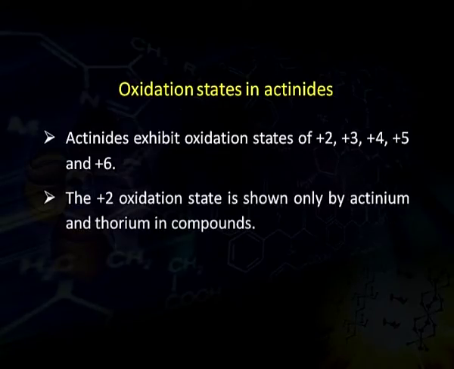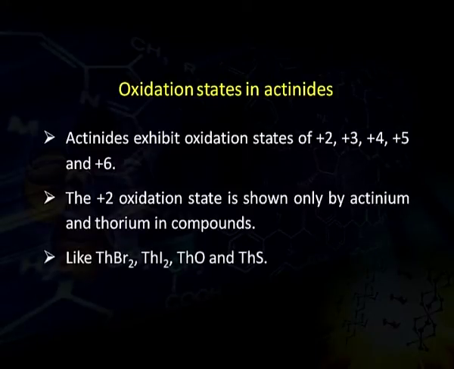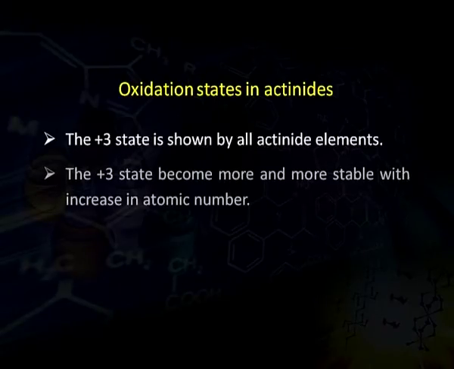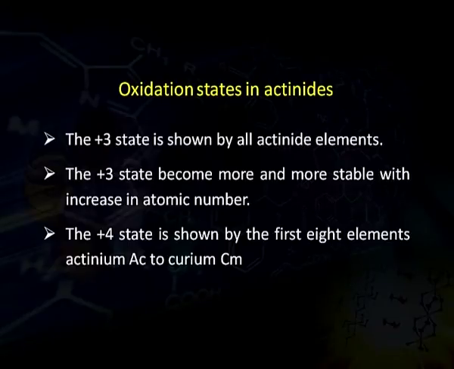The +2 oxidation state is shown only by actinium and thorium in compounds like thorium bromide, thorium iodide, thorium oxide and thorium sulphide. All these have the +2 oxidation state. The +3 state is shown by all actinide elements, similar to the behavior shown by the lanthanide elements. The +3 state becomes more and more stable with increase in atomic number.